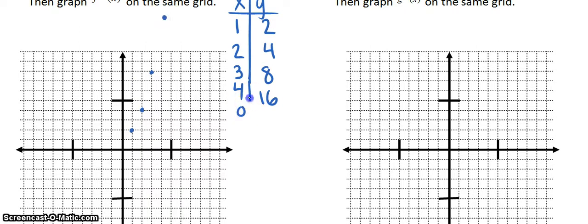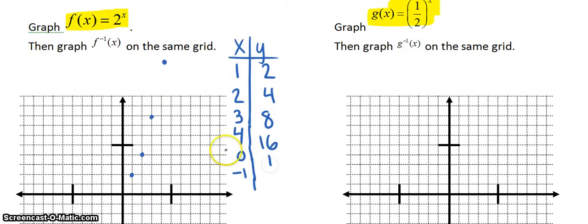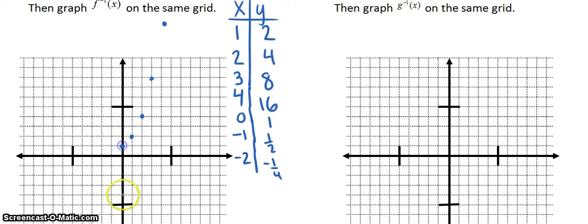Okay, I suppose I should also include 0 and some negative numbers just to get an idea of really what's going on here. So if it's 0, anything to the 0 power is just 1. Negative 1 would be 1/2. Negative 2, again a negative exponent flips it essentially, would be 1/4. Okay, so going the other way, I have 0, 1 is my intercept. At negative 1, I'm at a half. At negative 2, I'm at a fourth.